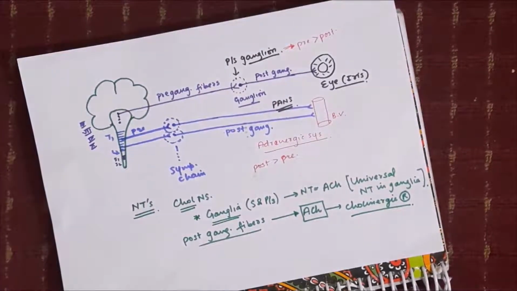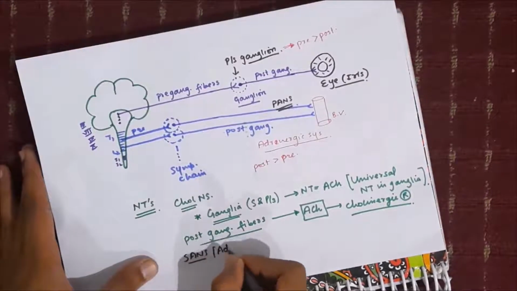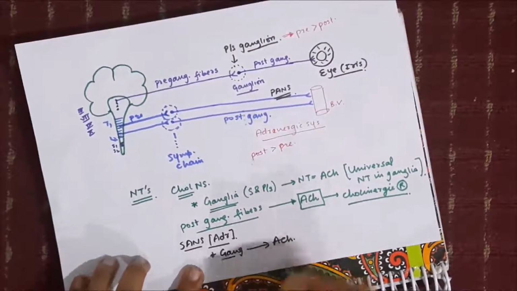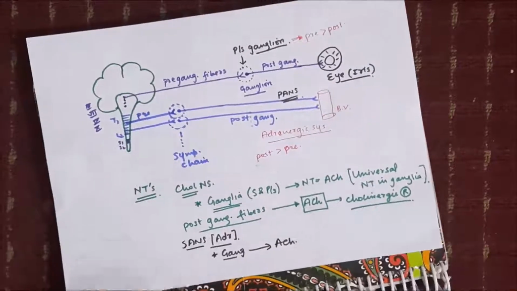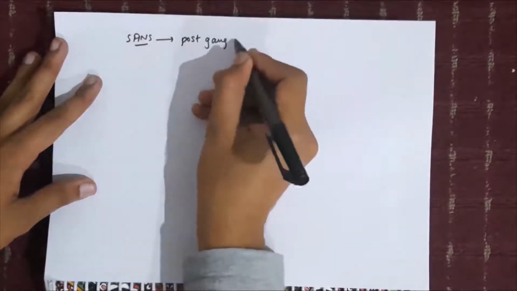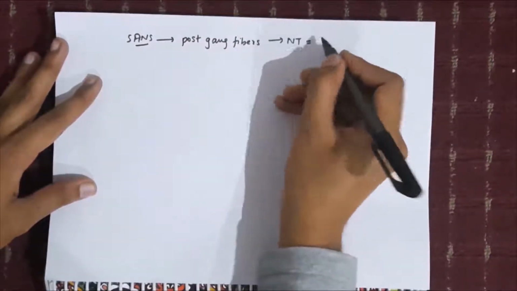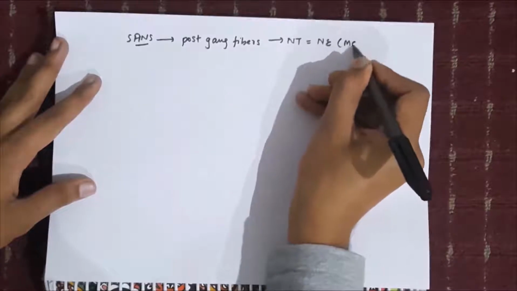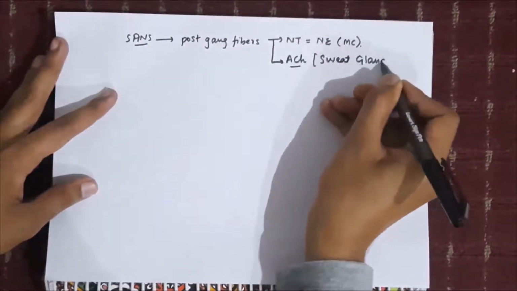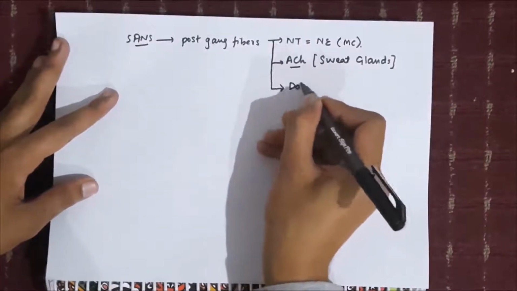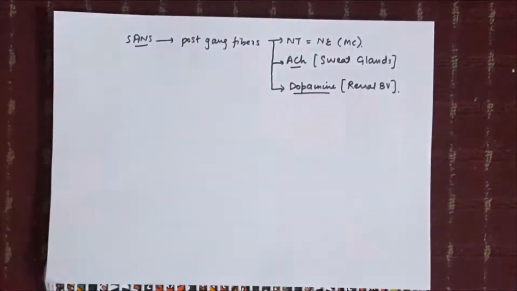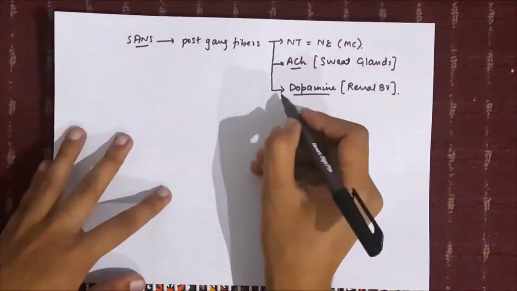Now let us take a look at sympathetic nervous system, the neurotransmitters involved. Again, in case of ganglia, the neurotransmitter involved is acetylcholine, that is universal neurotransmitter in ganglia, and the postganglionic fibers of the sympathetic nervous system, the most common neurotransmitter released is noradrenaline. They can also release acetylcholine in case of the fibers which innervate sweat glands, they cause sweating, and dopamine in the fibers which innervate renal blood vessels, and they cause dilatation of these vessels and thus diuresis.